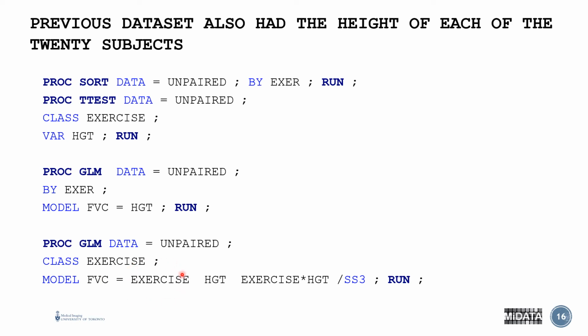That's our group variable, which we're interested in for the comparison. But this time, oh, look at that. We're going to include height, and we're also going to include the interaction term for exercise and height. And once again, we're only interested in sums of squares type 3.